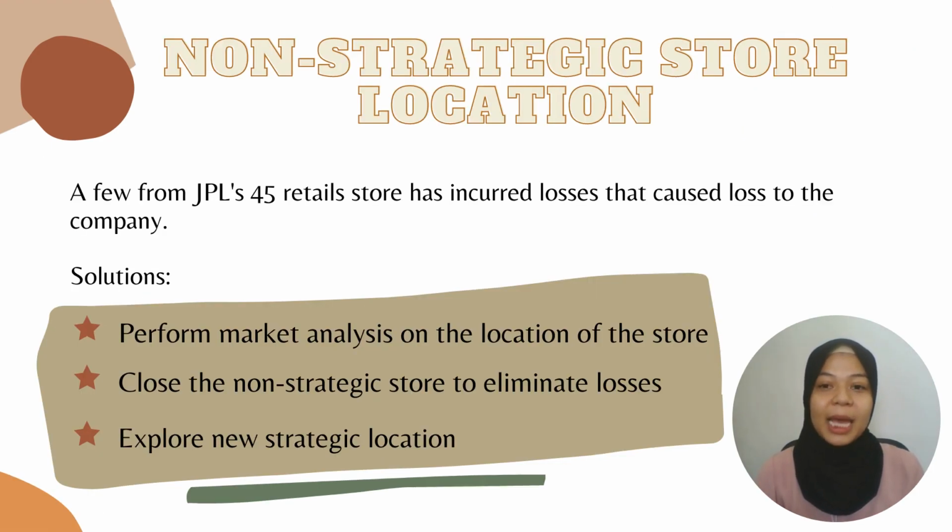Johnson Private Limited has 45 retail stores, but a few of these stores have persistently incurred losses due to non-strategic store locations. The best solution for this problem is by performing market analysis on the current location of each of the retail stores. The analysis should be conducted to examine the presence of competition and the frequency of the targeted customer visiting the place. Through this analysis, the reason why these outlets are incurring loss can be understood, and at the same time, the management is able to figure out which stores they should close to minimize losses.